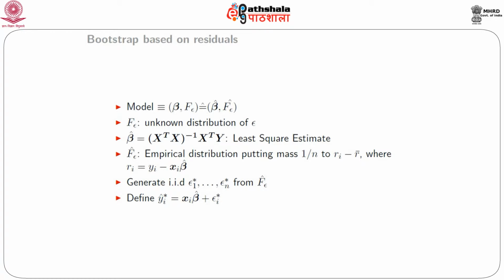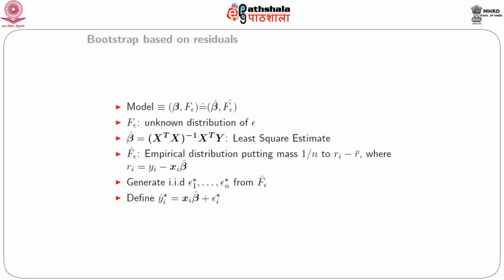F_epsilon is the unknown distribution for epsilon, and this is estimated by the pair beta hat and F hat_epsilon, where beta hat is the ordinary least square estimate of beta, which is (X prime X) inverse X prime y, or (X transpose X) inverse X transpose y, and F hat_epsilon is the empirical distribution, meaning that here we put mass of 1 by n to the residuals r_i minus r bar, where r_i is the residuals, which is nothing but y_i minus x_i transpose beta hat, beta hat being the least square estimate.